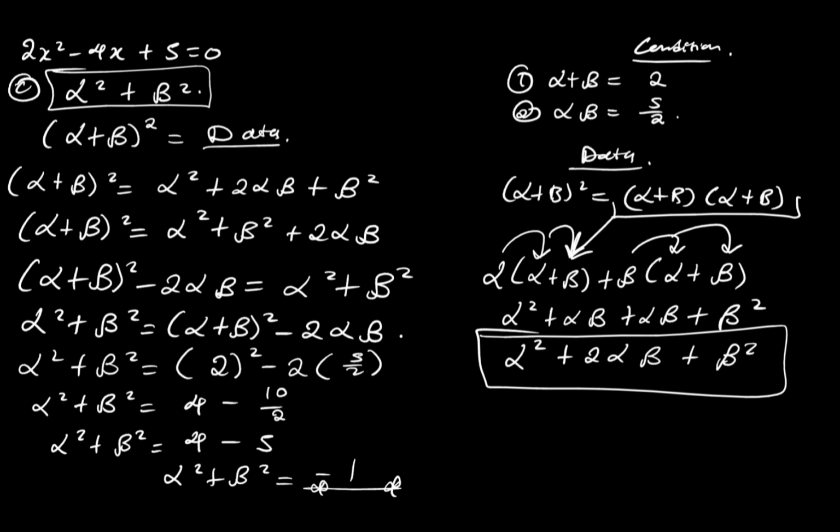So remember, even if I gave you alpha to the power 3 plus beta to the power 3, the entire goal is just to expand and try and get something that looks similar to what the question is trying to say. So for the sake of explanation, I'll go through the cubed part. Remember, we're still looking at the equation 2x squared minus 4x plus 5 being equal to 0. Remember the conditions we have.